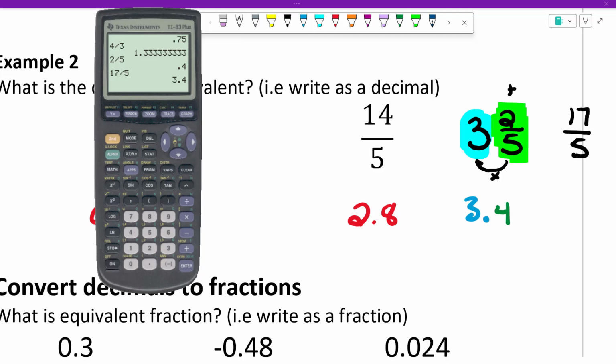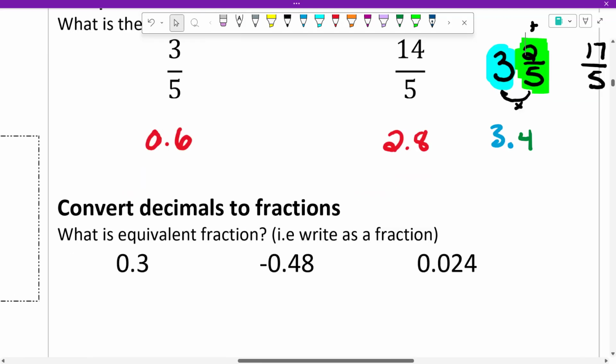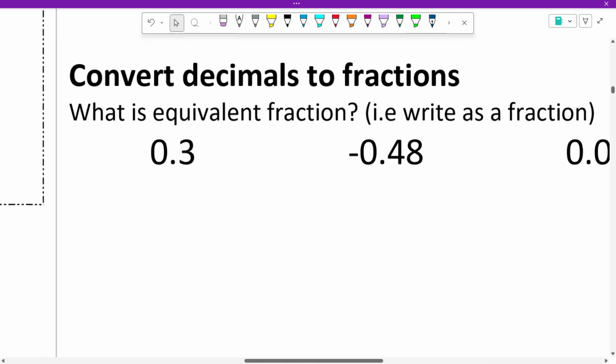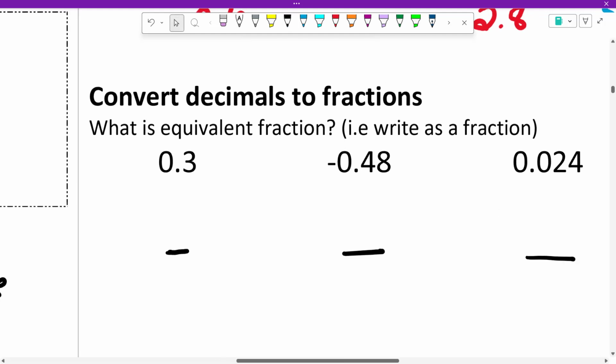So we talked about converting improper to mixed and back and forth. I gave you a fraction, and I asked you to convert it to a decimal. There's one thing left to do. I give you the decimal, and I'm going to ask you to convert it to a fraction. So for all of these, we need to come up with a fraction. And Rylan sort of remembers from last year.